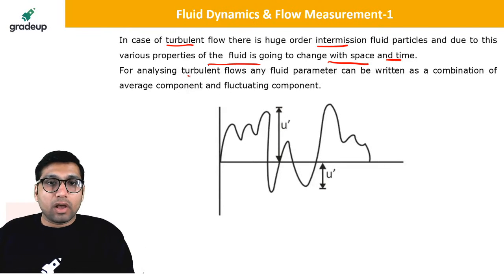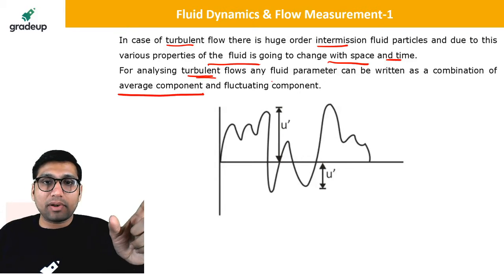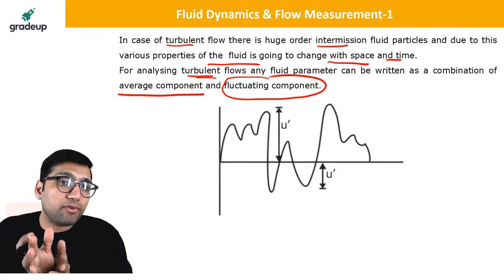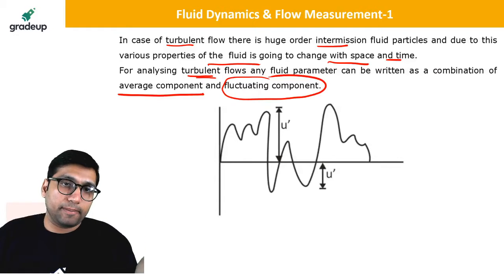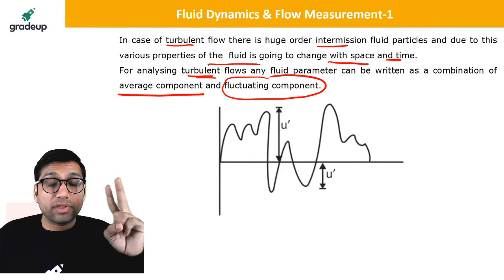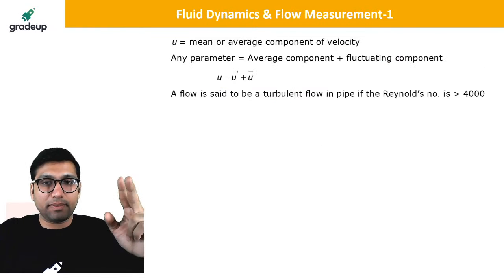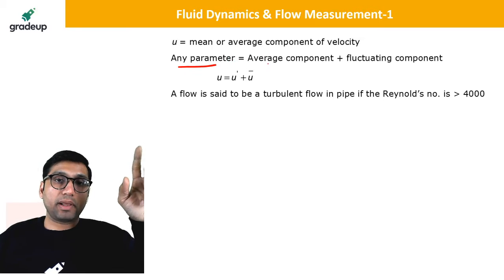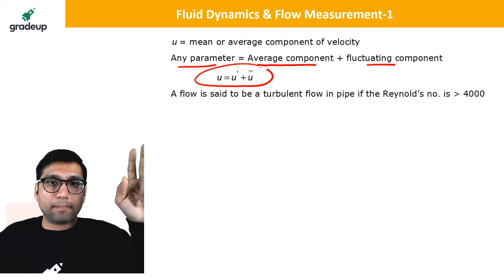Because of that, for analysis of the turbulent flow, we'll be using two combinations. One is the average component, one is the fluctuating component. When we were analyzing the laminar flow through pipe and plate, we were only considering one thing, average velocity. But here we have to consider two components: the average velocity and the fluctuating velocity. So any parameter in the turbulent flow will be composed of two components, average component plus fluctuating component. Like velocity will be composed of fluctuating velocity plus average velocity.